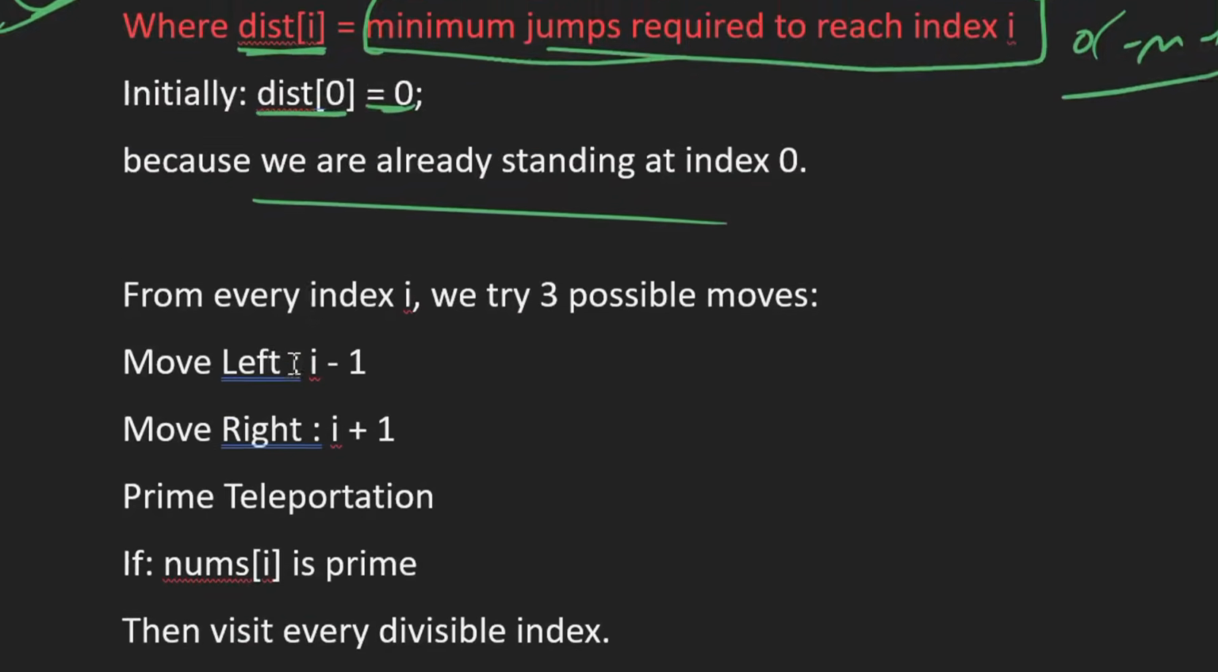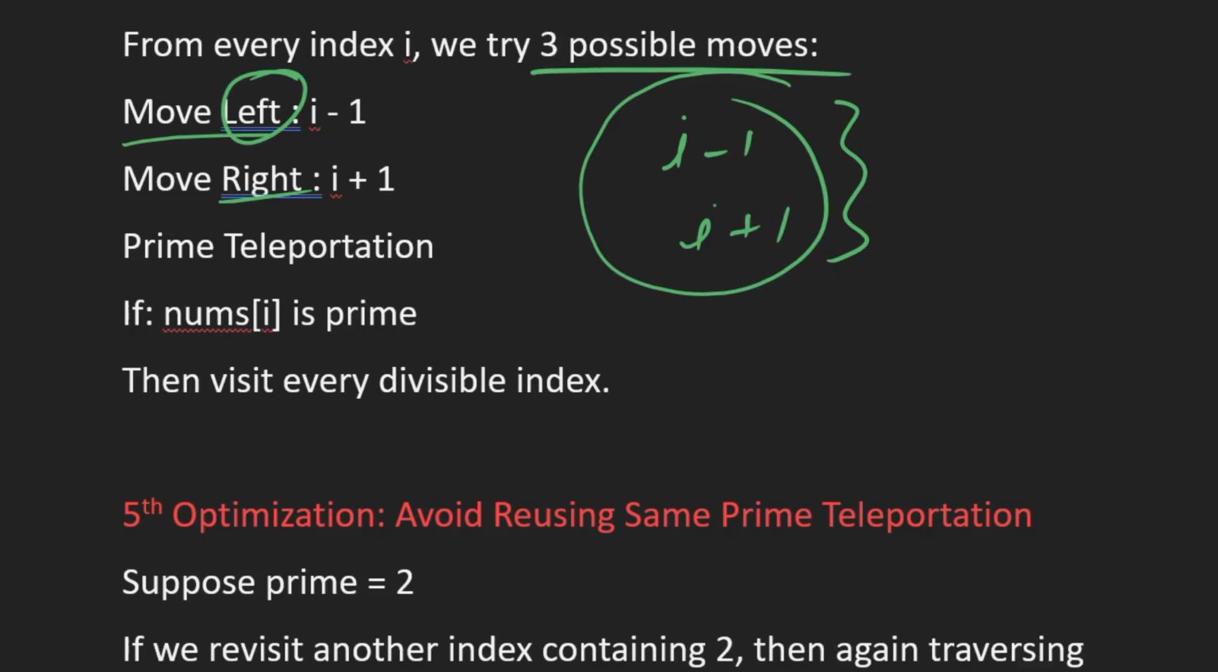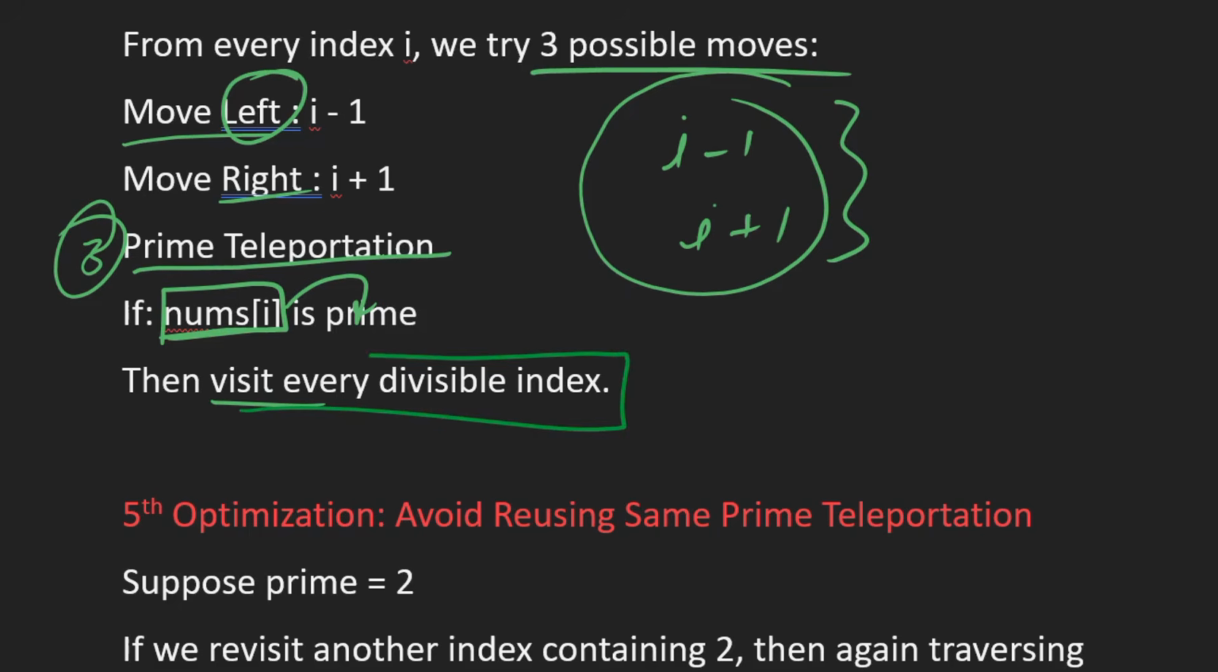For every index i we will try 3 possible moves. First, we can move to the left index, which is i minus 1. We can move to the right index, which is i plus 1, if they haven't already been visited. The third move is prime teleportation: if the number is prime, then we can take the third step, and we visit every index which is divisible by this prime number, right?